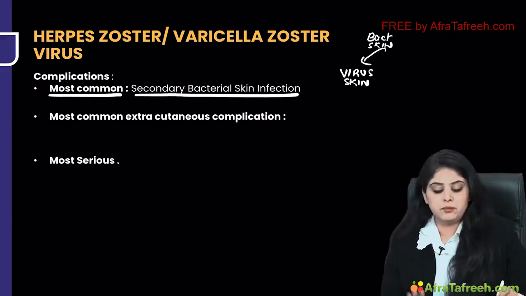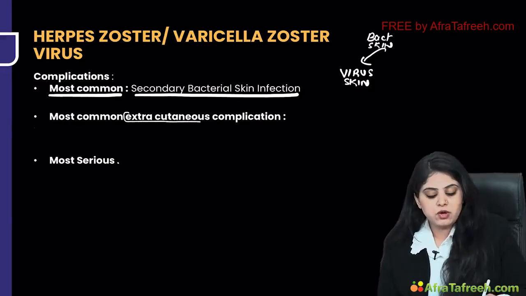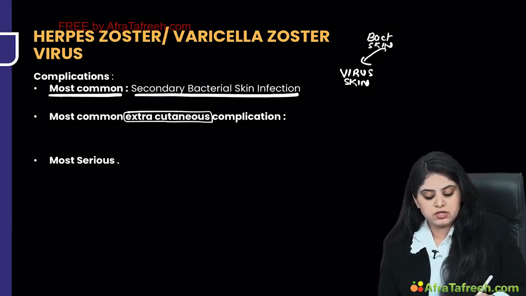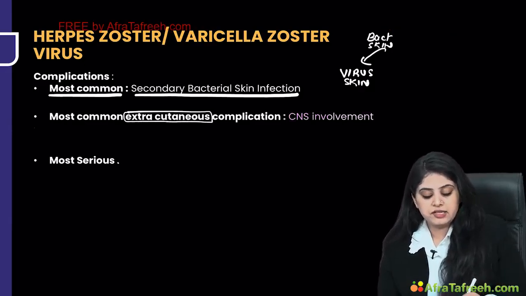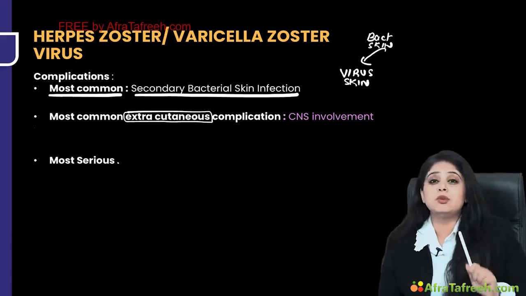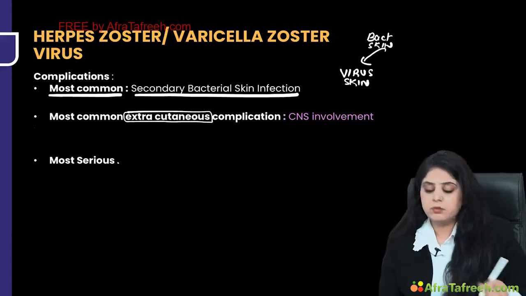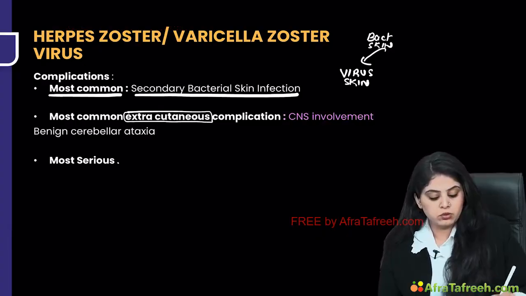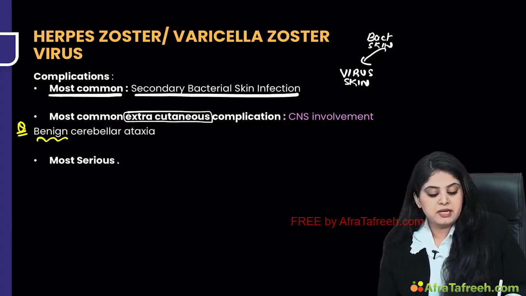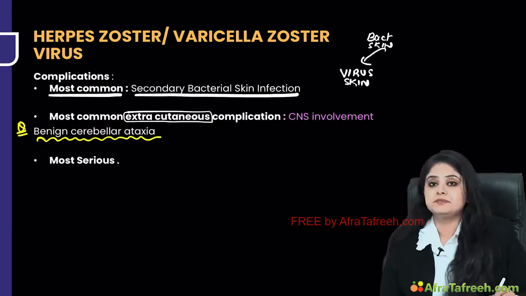So that is the skin problem. But if I ask you which is the most common extracutaneous complication, you are going to say there will be CNS involvement, brain involvement. That is what makes it very complicated. And what brain involvement is known in chickenpox? You know this question from medicine. There is benign cerebellar ataxia. This is the brain involvement known in chickenpox.